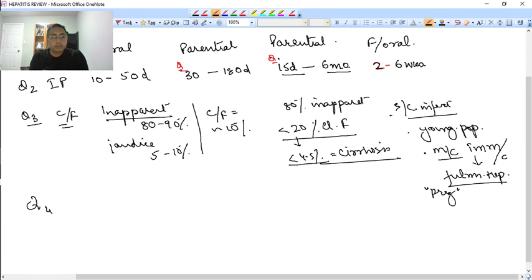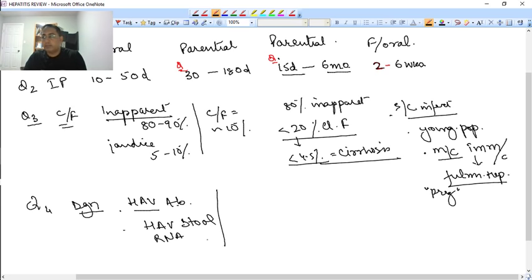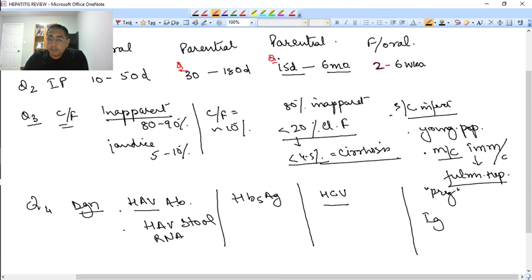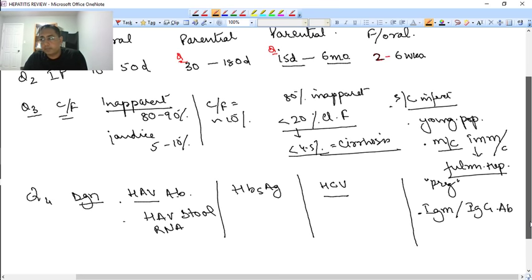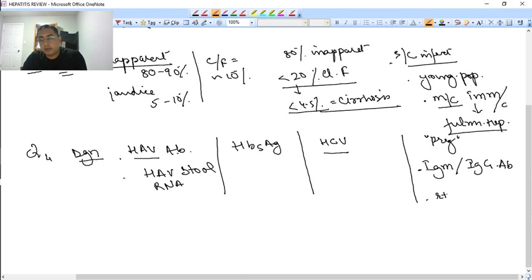If we talk about the diagnostics, how do we diagnose? Hepatitis A is predominantly diagnosed using HAV antibodies, or we can also diagnose using HAV RNA from stool samples. Hepatitis B is predominantly diagnosed from HBsAg, that is the Australia antigen. Hepatitis C is from hepatitis C virus isolation, and hepatitis E is detection of IgM as well as IgG antibodies and RT-PCR to detect the hepatitis E virus particles.